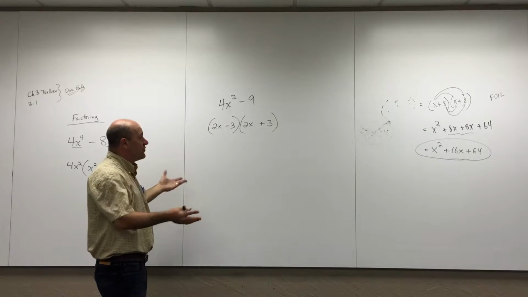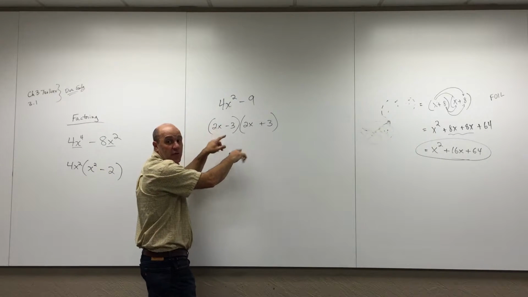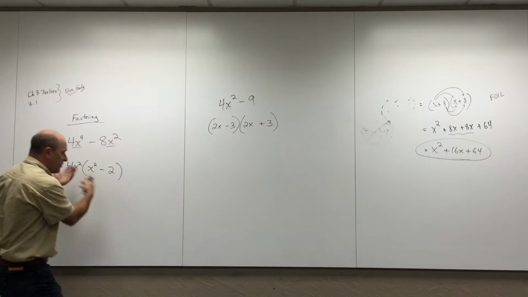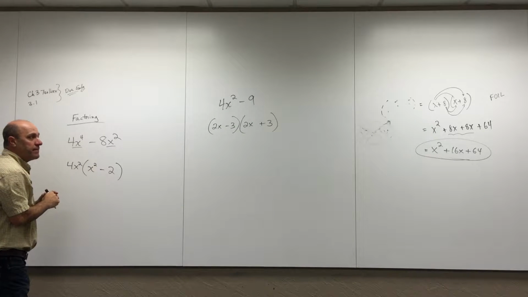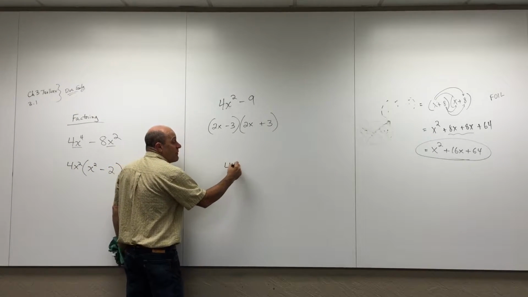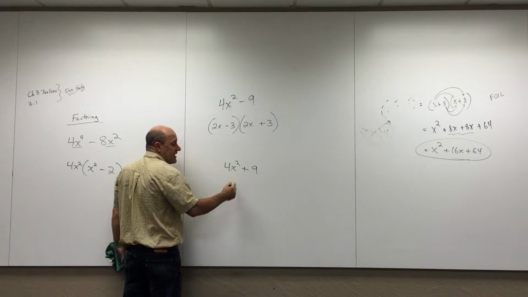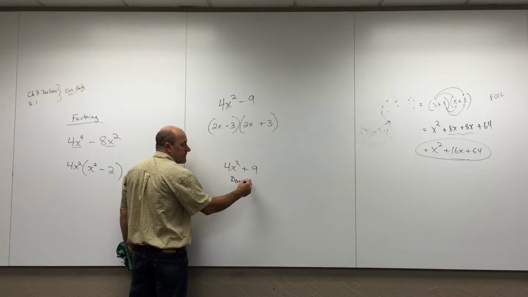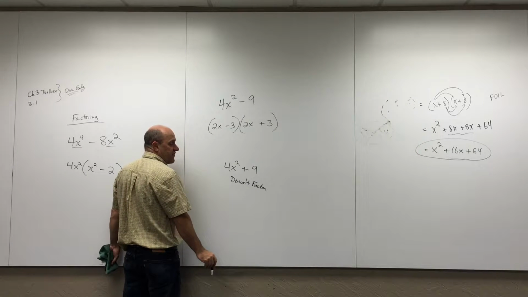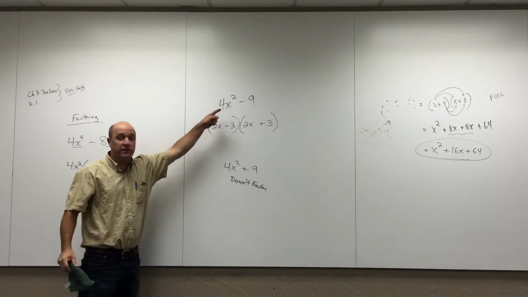How do you know it's true? How do you know you did this right? If you FOILed it all back out, you would get this. If you multiplied all this out, you would get this. By the way, if you ever see the sum of two perfect squares, it doesn't factor. You're stuck. It's prime. The sum of two squares doesn't factor. The difference of two squares factors.